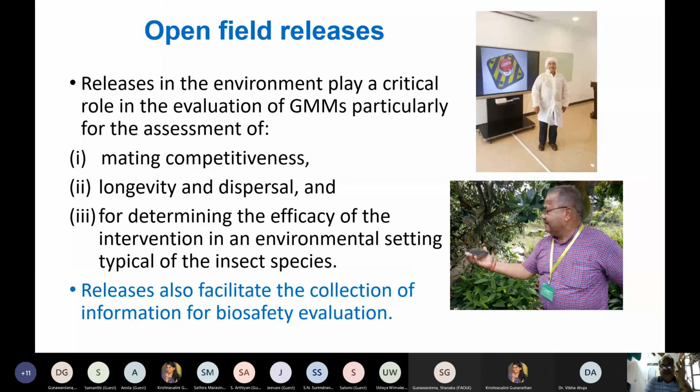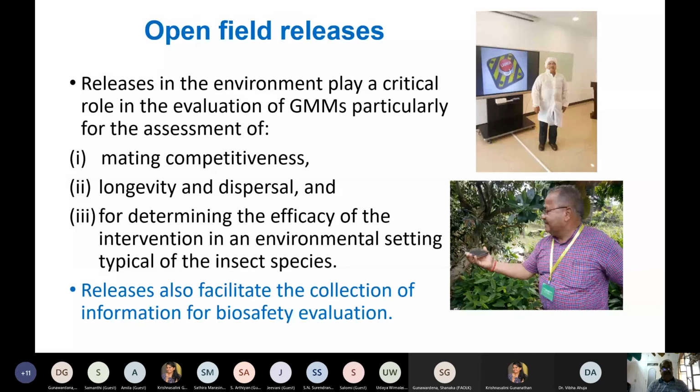Three important studies need to be invariably conducted, whatever technology we use, and these three are: mating competitiveness of the GM mosquito with the wild population; the longevity and dispersal, because there is inter-border movement. Inter-border movement means the area under your selection and the area around it. So there would be a possible dispersal of the mosquito from outside to inside or inside to outside, and therefore we need to determine the rate of the mosquito traveling in to out or out to in. And the third one is determining the efficacy of the intervention in an environmental setting typical of the insect species. For example, if there are already measures being taken by the state or the national body, what is the survival rate of the insect under those impacts?